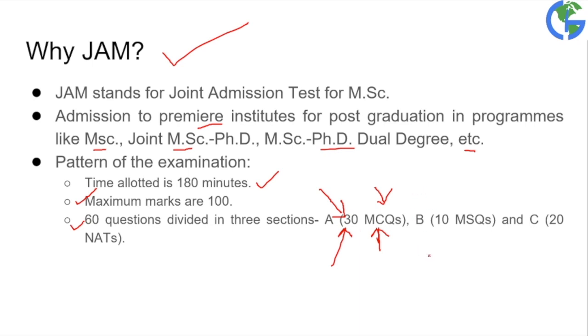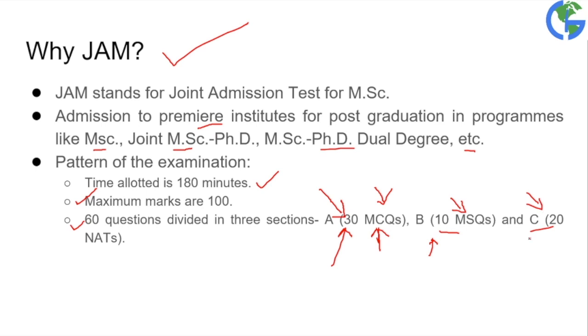Then comes section B, which contains 10 multiple select questions. That means more than one option will be correct, and there will be 10 such questions. An important note here is that section B and section C do not have negative or partial marking. So that's good news for you guys.